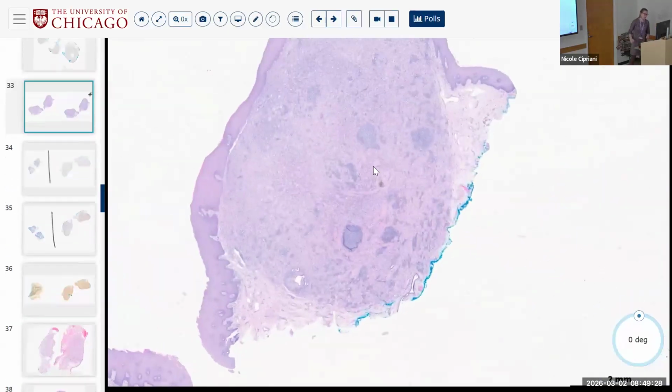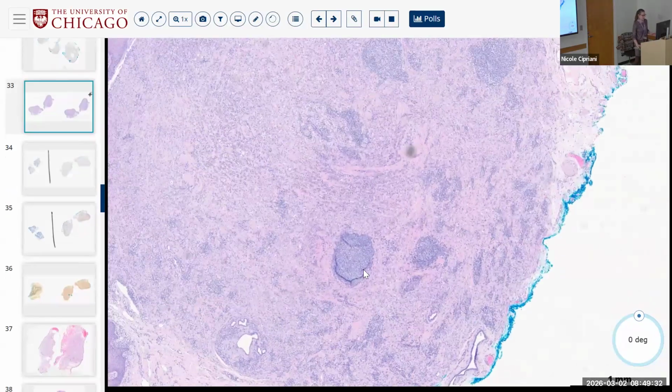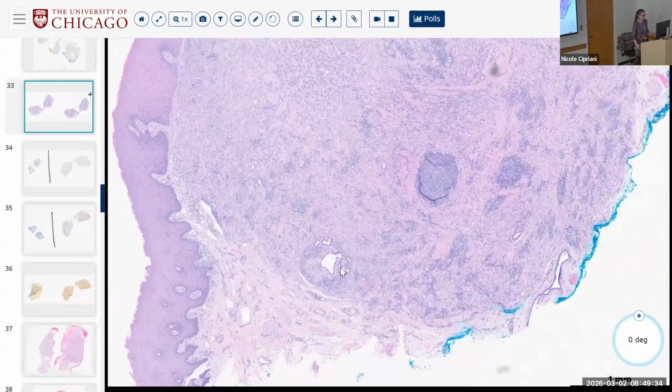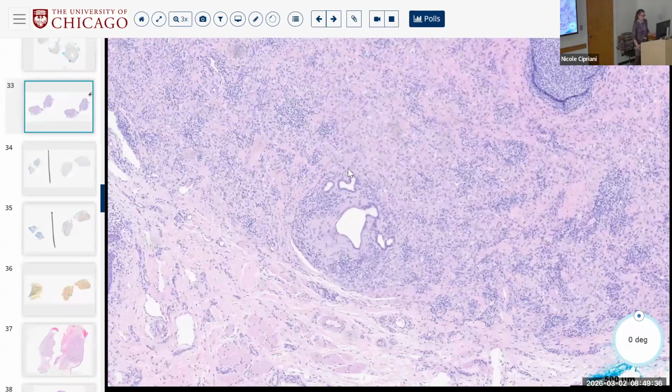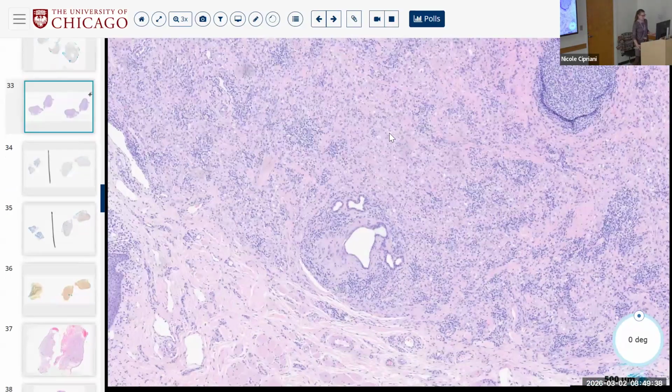All right. Moving on to another mucosally surfaced tumor with lots of inflammatory cells and some kind of adjacency or entrapment of ducts.